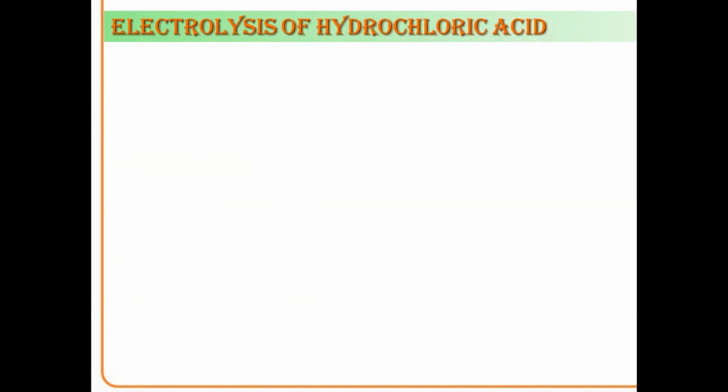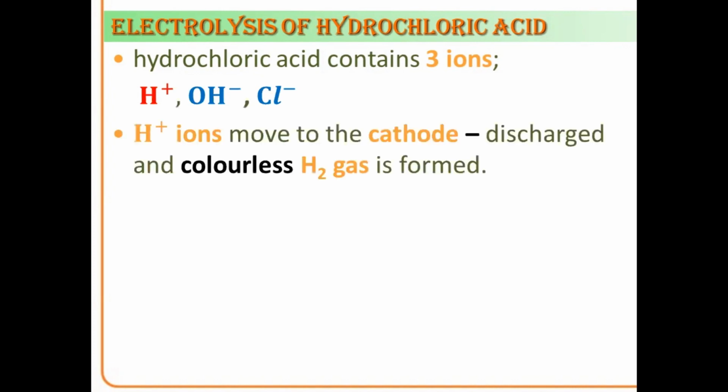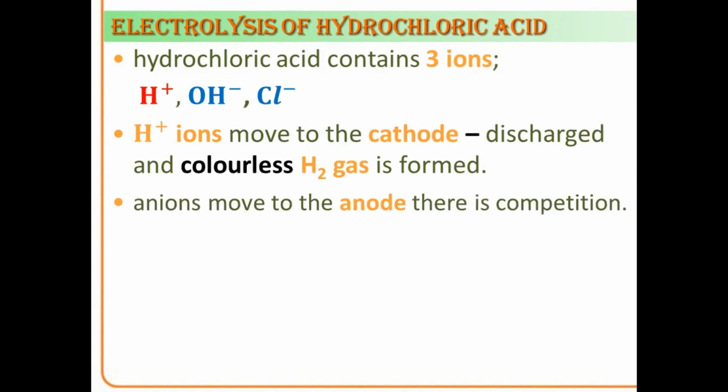Now, let's look at another example. We want to look at the electrolysis of hydrochloric acid. Now, hydrochloric acid solution contains 3 ions. We have the hydrogen ions, the hydroxide ions, and the chloride ions. The hydrogen ions move to the cathode. Again, as before, they would be discharged and we form bubbles of a colorless gas, and our gas here is hydrogen. Now, the anions move to the anode.